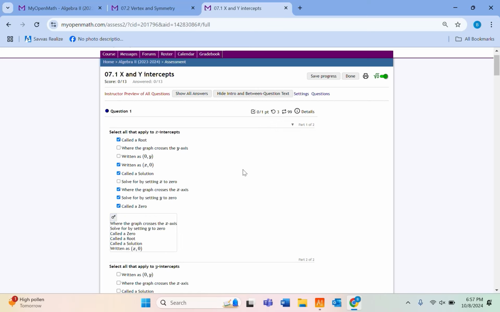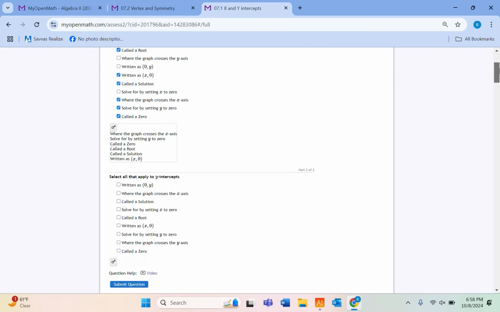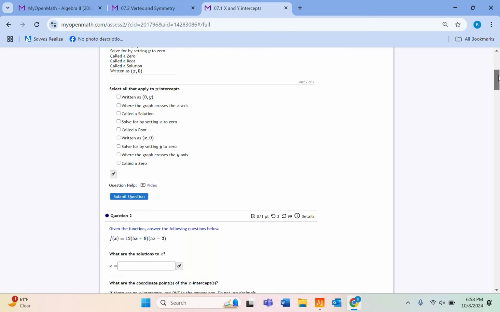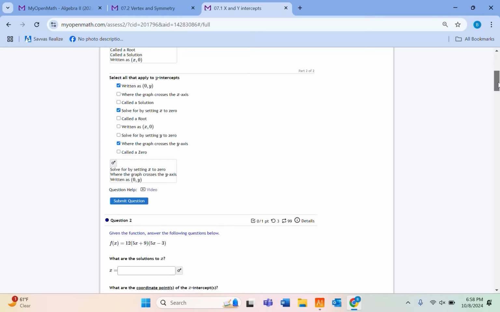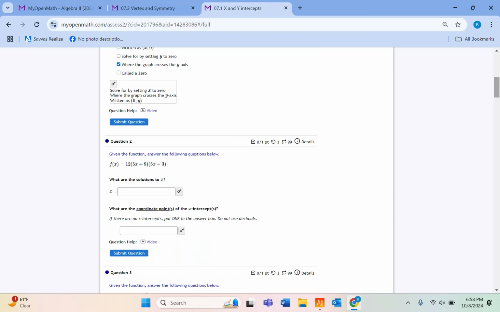Key. There we go. All right, so some of these I'm just going to tell you the answers to. A y-intercept would be referred to as 0y. It's solved by setting x to 0. It's where the graph crosses the y-axis. And if you don't believe me, there's the key. All right, moving forward. What are the solutions to these things?